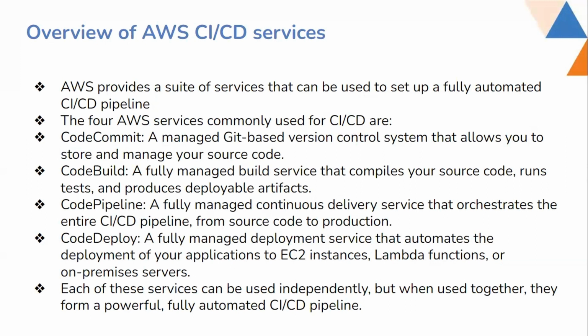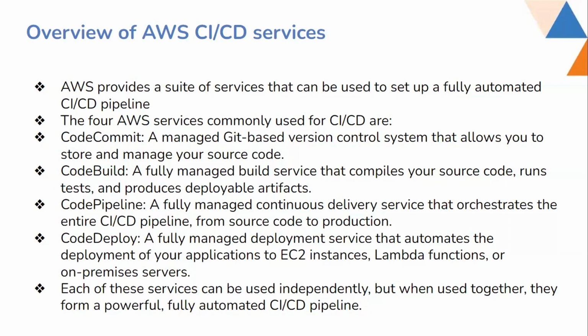So there are four services. The first one is CodeCommit, a managed Git-based version control system that allows you to store and manage your source code. So CodeCommit is a service where we will store our code on AWS. Second one is CodeBuild, a fully managed build service that compiles your source code, runs tests, and produces deployable artifacts. In CodeBuild, we can directly test our application without deploying it on the servers. So with the help of CodeBuild, we can test our application.